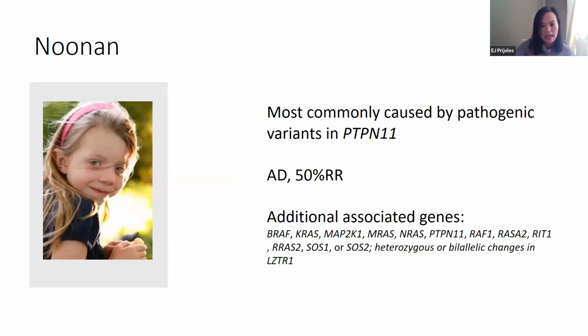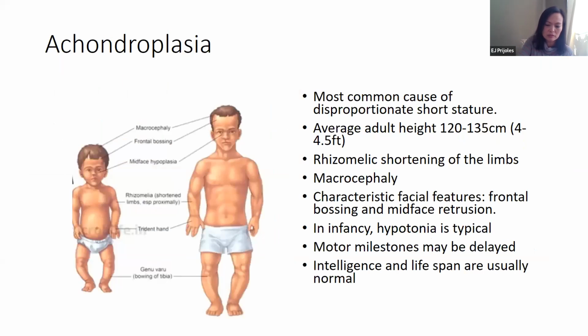Most individuals have a pathogenic change in the PTPN11 gene. This is an autosomal dominant condition, so any affected individual has a 50% chance with each pregnancy or with each child to have the condition. We said that most individuals have a change in PTPN11, but there are several other genes as listed here that have also been associated with Noonan.